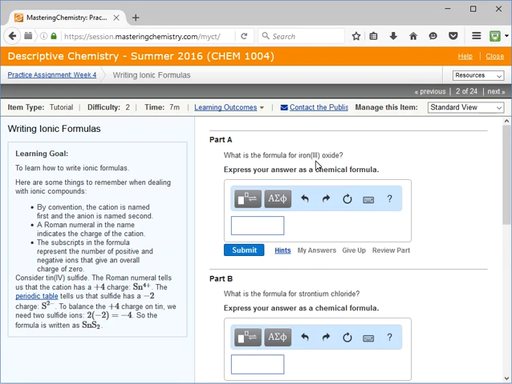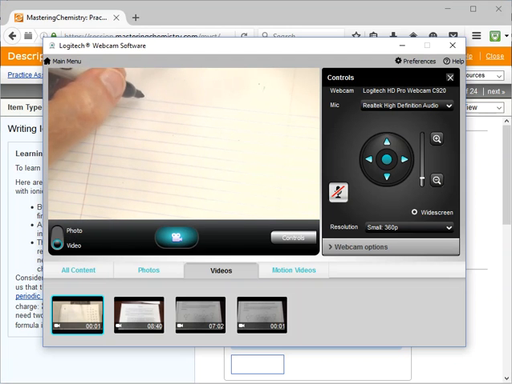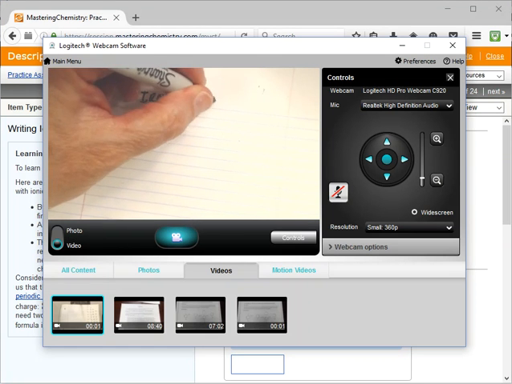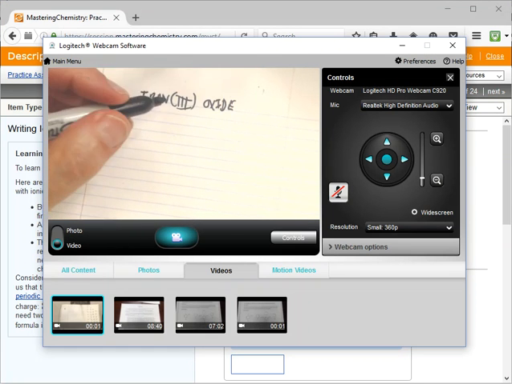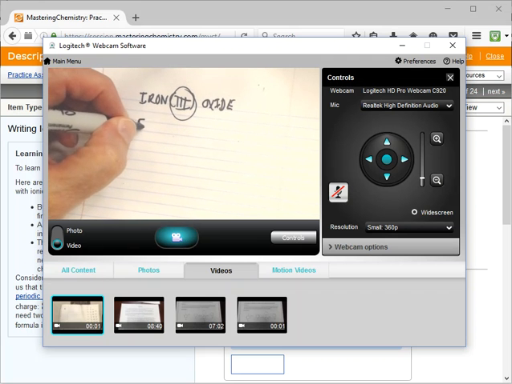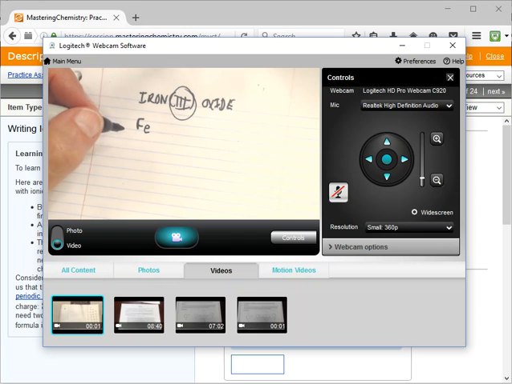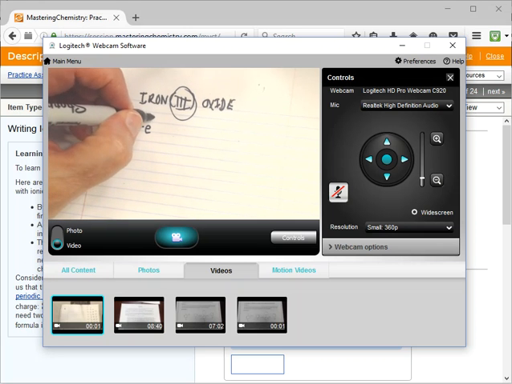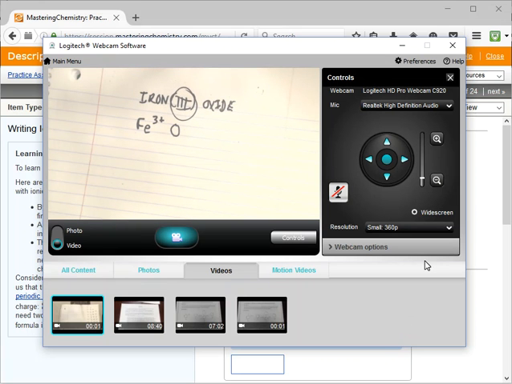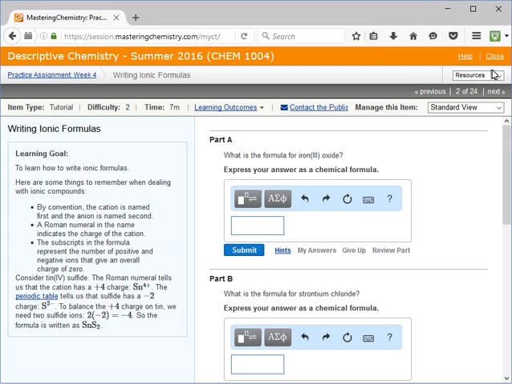Okay, so now when I look at that, I want to write it out for iron 3 oxide. Looks like this for iron 3 oxide. The 3 right here is telling me that the charge on the iron is +3. Iron has a symbol of Fe. If you don't know that, that's okay. You just have to go to the periodic table and look at it. The 3 is telling me its charge is +3. And I look at oxygen on my periodic table. Here's what I find out about oxygen on the periodic table. It's over here in group 16.